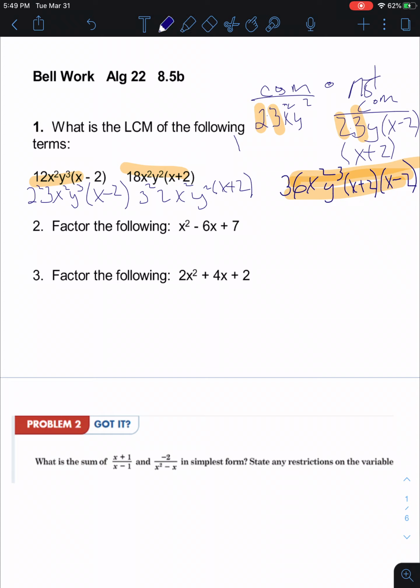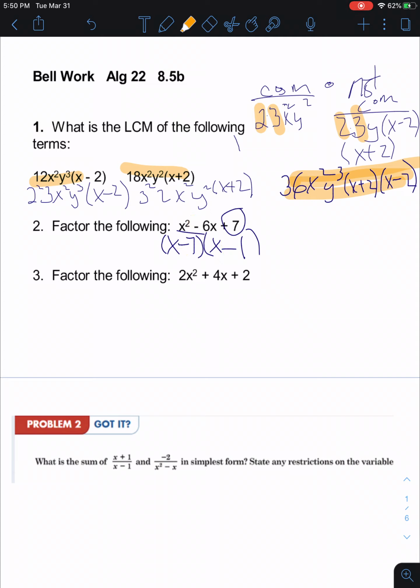Factor the following. So we go to eyeglasses, split the x's, factors of 7, sum of negative 6. So we would have minus 7, minus 1. When you have a positive here, either both terms are negative or positive, you look to the middle term, and the middle term says that it is negative. Therefore, both of these terms had to be negative.